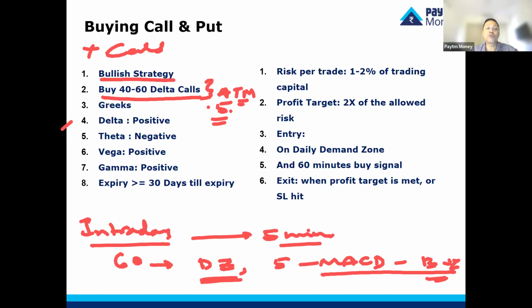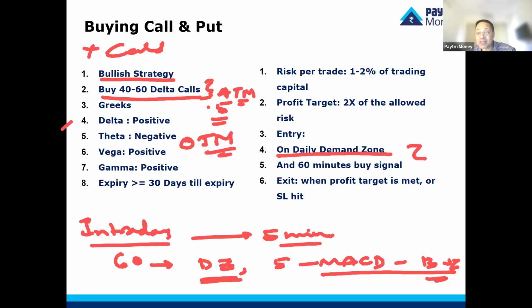Try to buy an ATM call option. Do not buy an OTM call option, an out of the money call option, right? Buy an ATM call option. Now, this is exactly what we are saying on the daily demand zone.